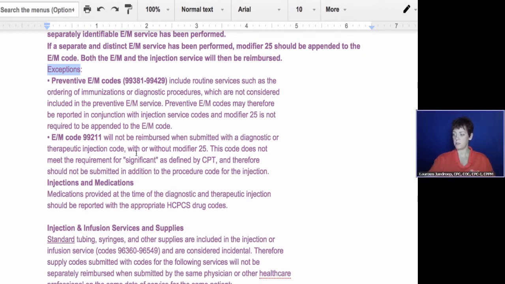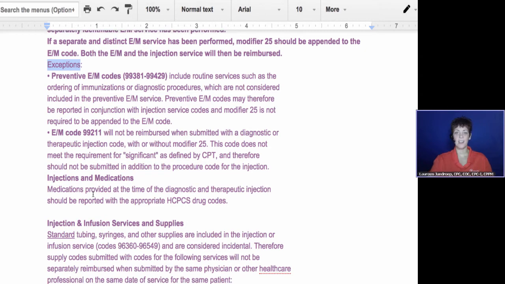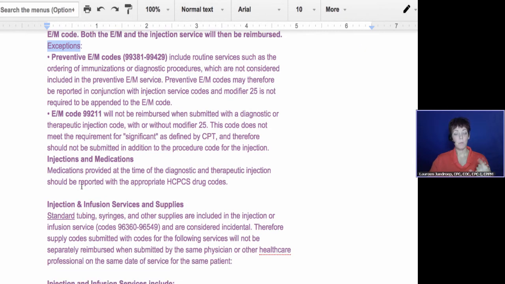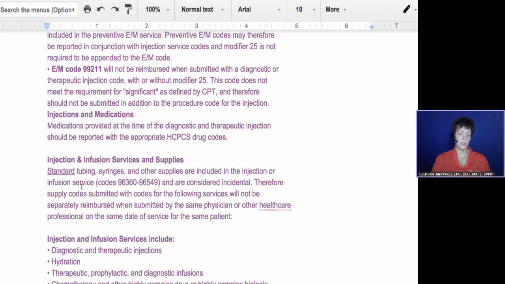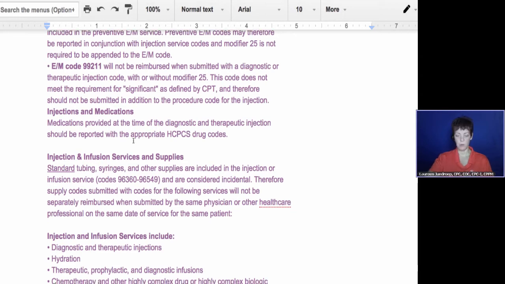injections and medications. Medications provided at the time of diagnostic and therapeutic injection should be reported. When I teach this in the medicine section, I call it stick and stuff. And that helped me when I was new at coding to remember that when you're talking about injections, there's normally 2 pieces to the story. What you're injecting into the patient and the service of sticking it to them. So if that helps, just think stick and stuff, or what they call administration and the product. And so this is just that reminder permission statement that you can bill for the product separately.